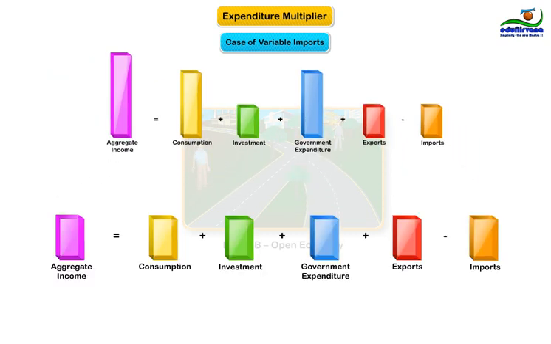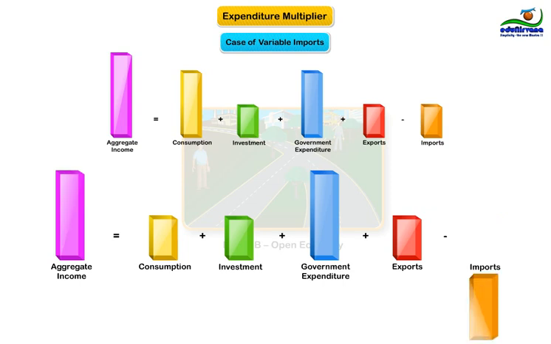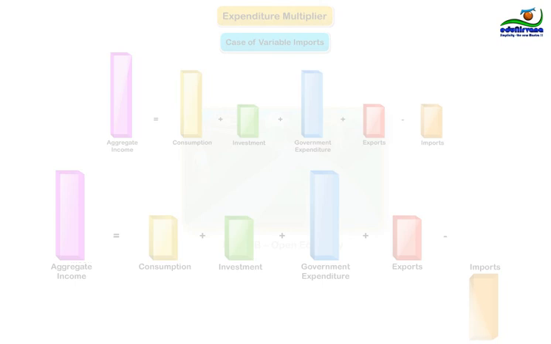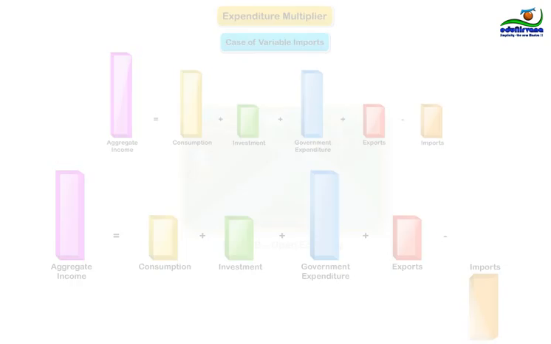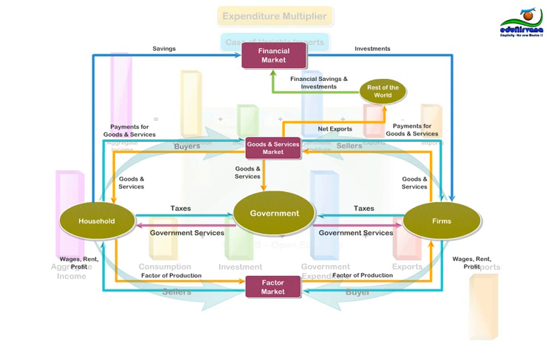With MPI greater than 0, a proportion of the induced effect on consumption will be a demand for foreign, not domestic goods. Therefore, the induced effect on demand for domestic goods, and hence on domestic income, will be smaller. The increase in imports per unit of income constitutes an additional leakage from the circular flow of domestic income at each round of the multiplier process and reduces the value of the autonomous expenditure multiplier.